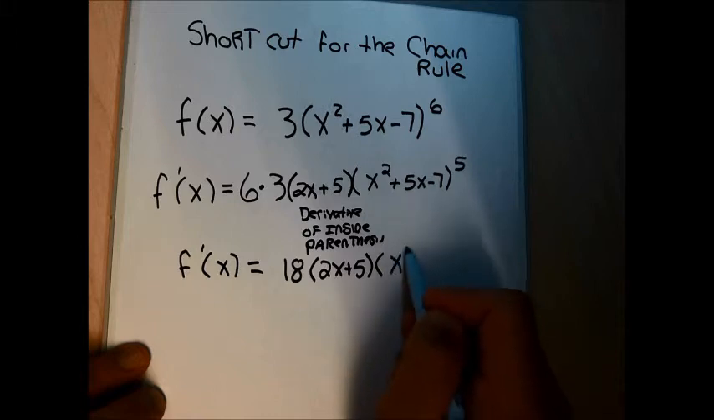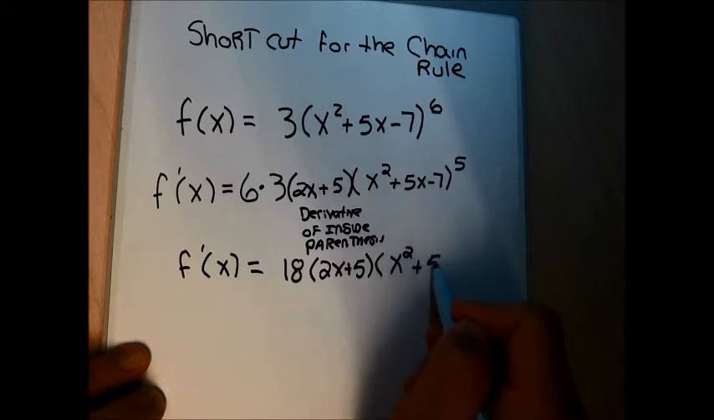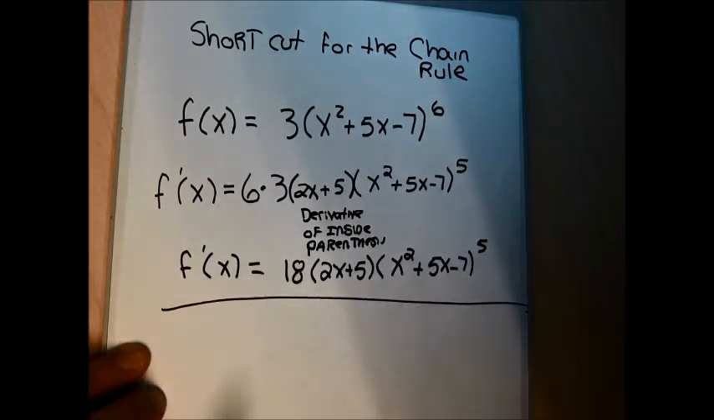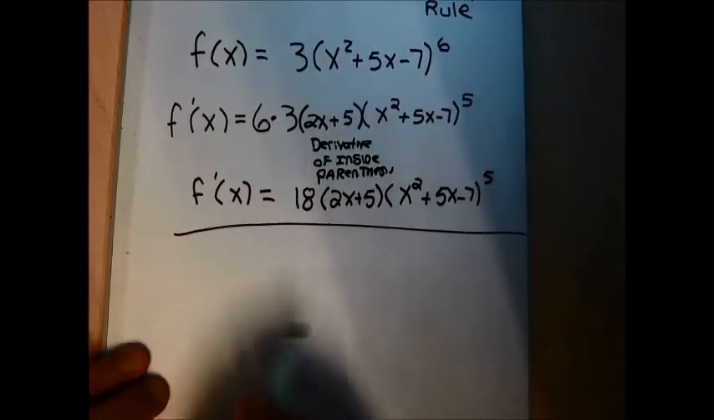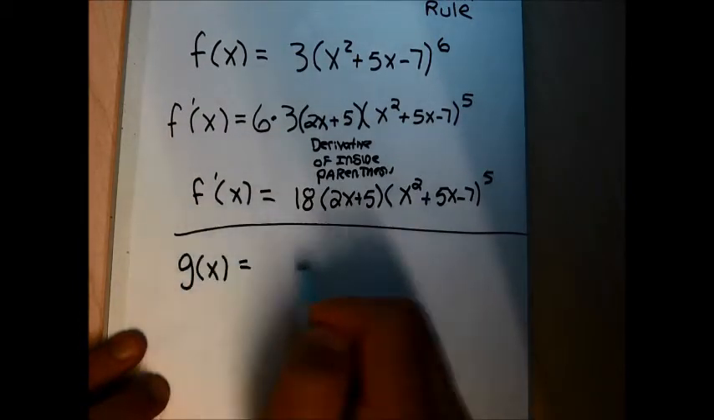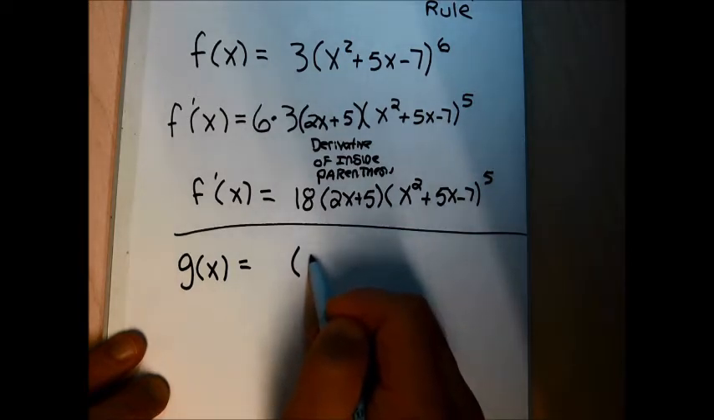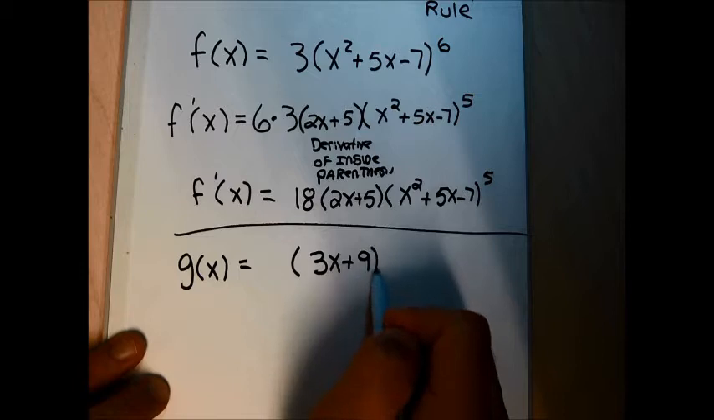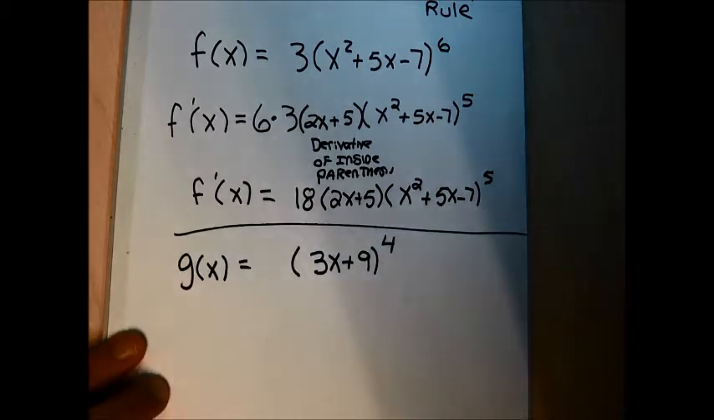So I'll do 3 more of these shortcuts, just so you can get it down. So I'm going to make up a new function, and I'm going to do the shortcut derivative. So I'm going to do g of x equals 3x plus 9 to the 4th power.